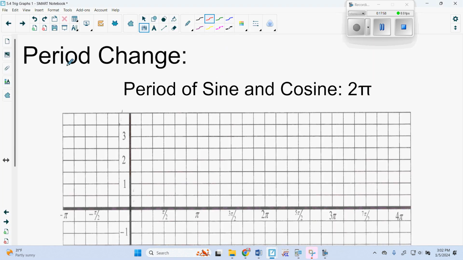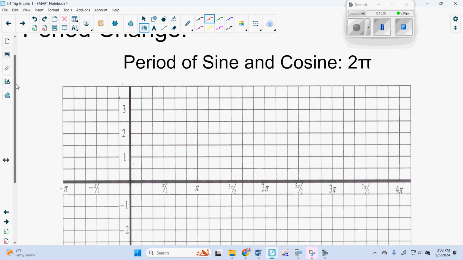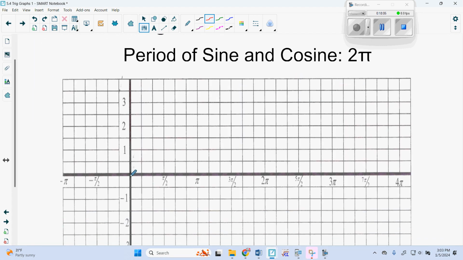And what this does is it's a period change for sine and cosine. Okay, so period of sine and cosine is 2 pi, as I talked about. Sine starts here, ends here, here, here, here. So when we change the period, what we are doing is we are changing how long until the graph or the wave starts over. Okay, so let's look at some general graphs to see how this works.